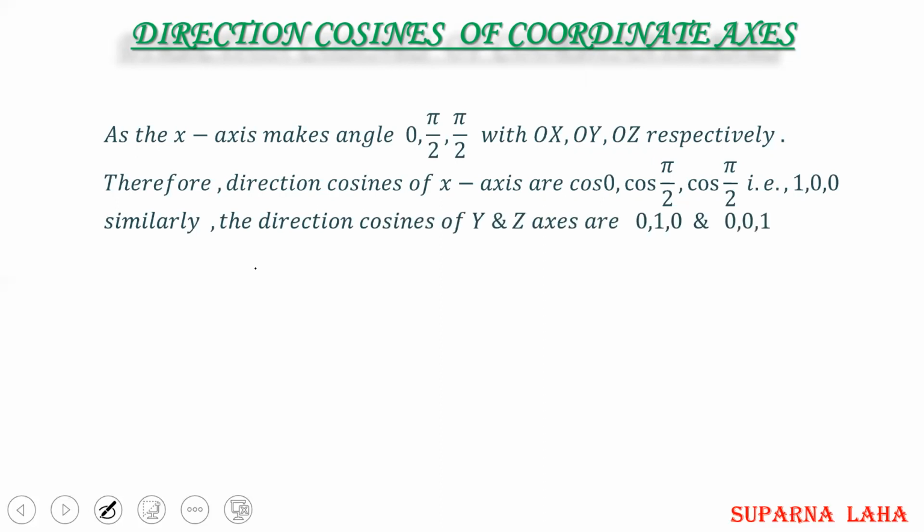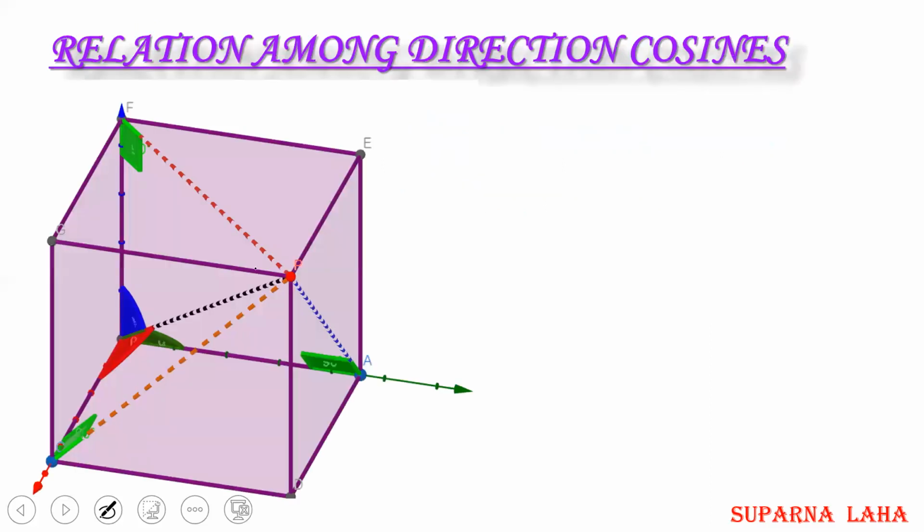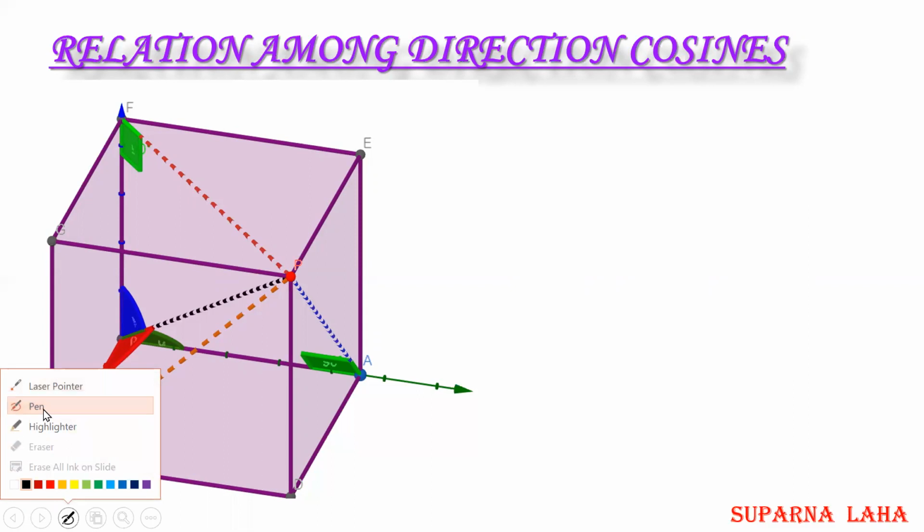Similarly, you can easily find the direction cosines of the y-axis and z-axis. That is 0, 1, 0 for the y-axis, and 0, 0, 1 for the z-axis. Okay. Next, let's talk about the relation between these direction cosines, that is, the relation between l, m, and n.